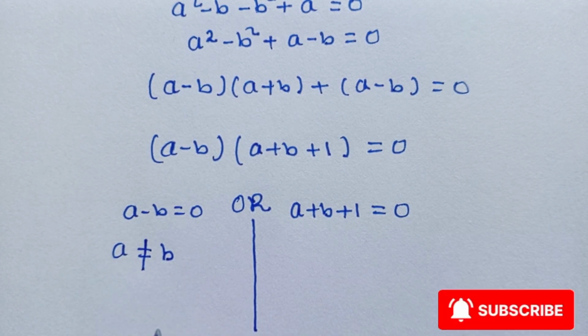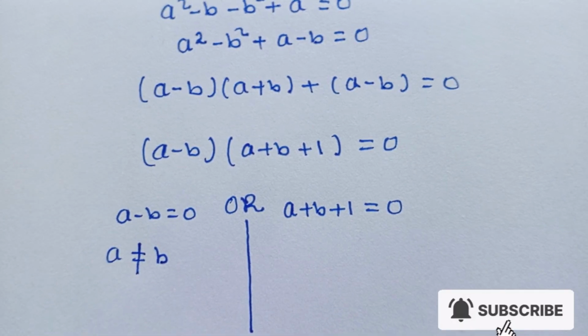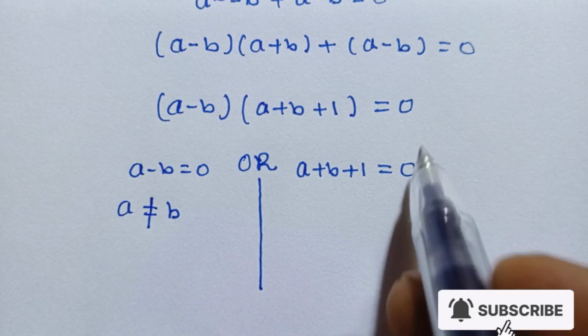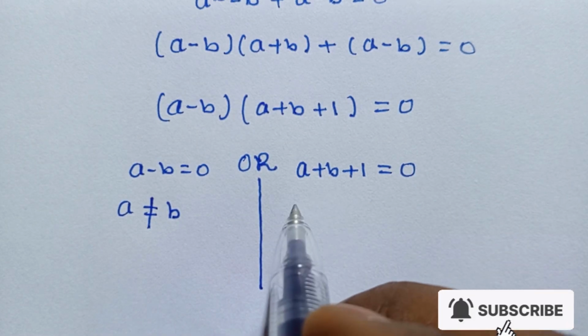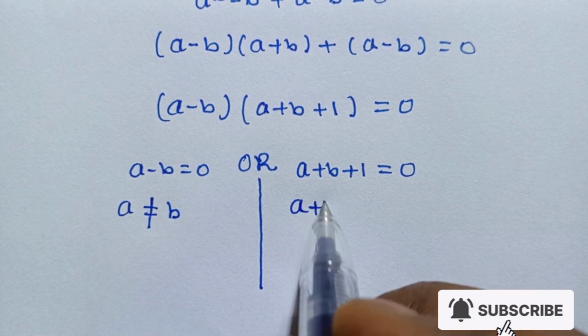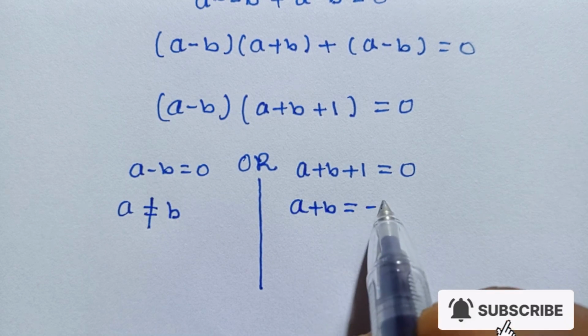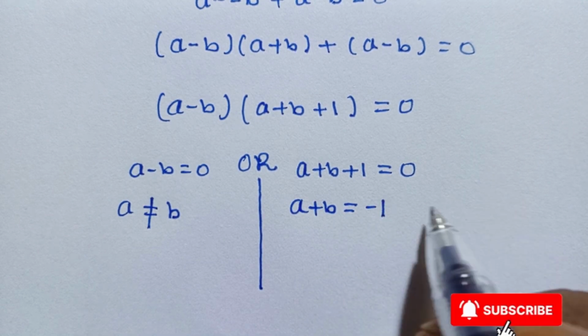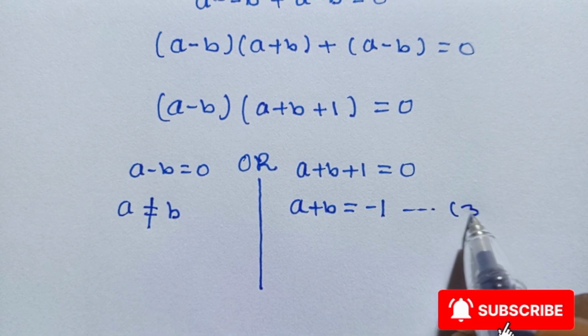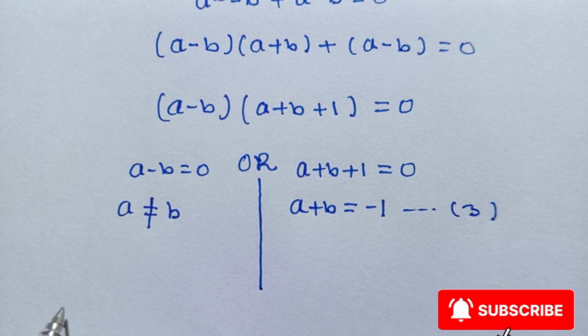In this equation, a equal to b. But in the instruction, a is not equal to b. From this equation, a plus b equal to minus 1. This is equation 3.